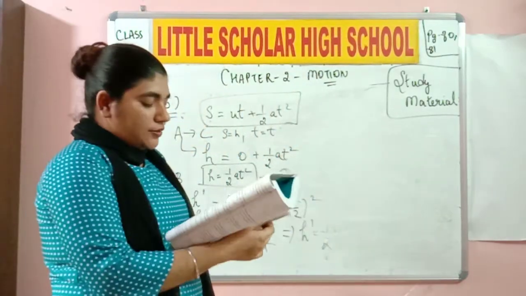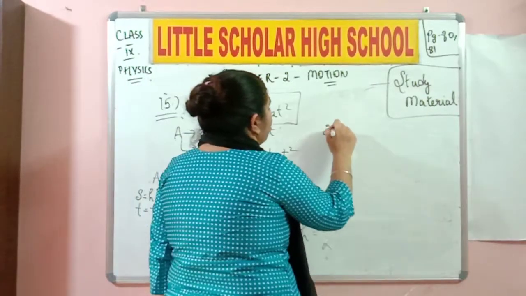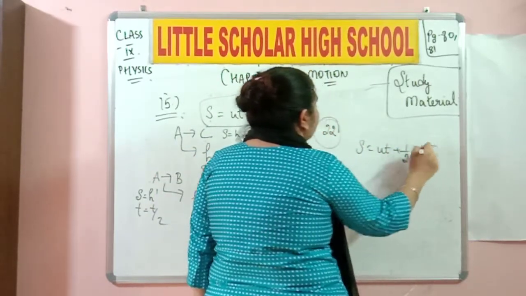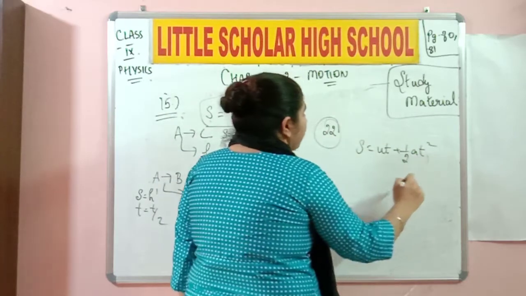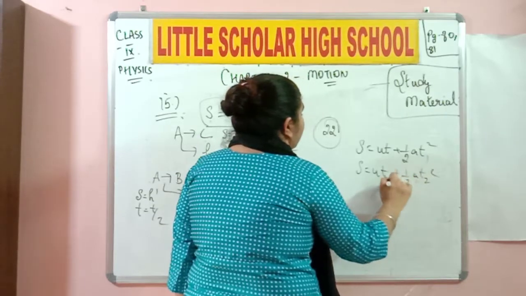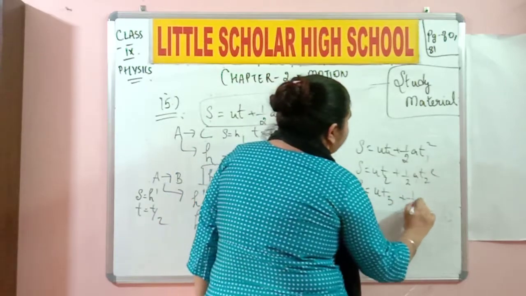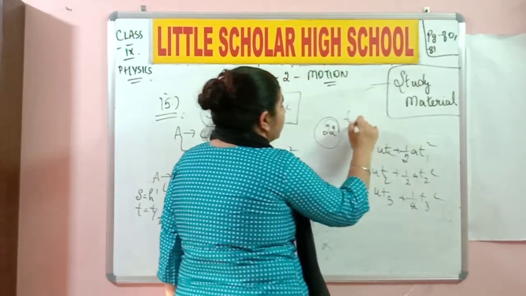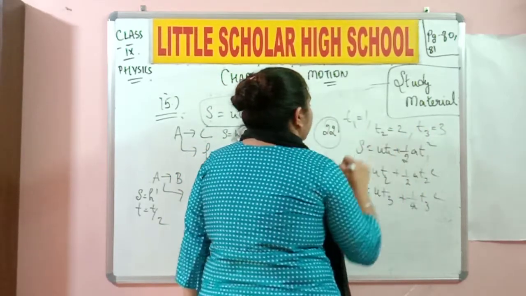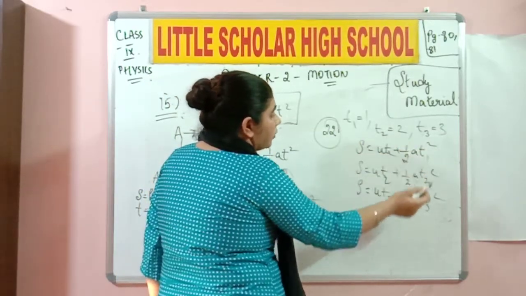So we are doing question number 22. For question number 22, you need to consider the formula S is equal to ut plus half at square. Now you have three different timings. So for t1, S is equal to ut1 plus half at1 square, then S is equal to ut2 plus half at2 square, then S is equal to ut3 plus half at3 square. So t1 is equal to 1 second, t2 is equal to 2 seconds, t3 is equal to 3 seconds. Do you understand? In place of t1 you are going to write 1, t2 you are going to write 2, t3 you are going to write 3.